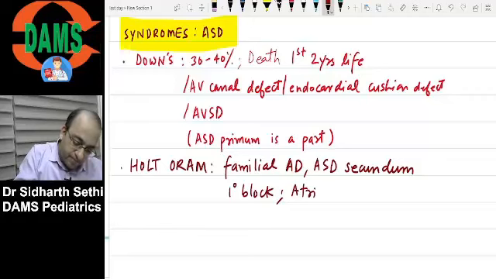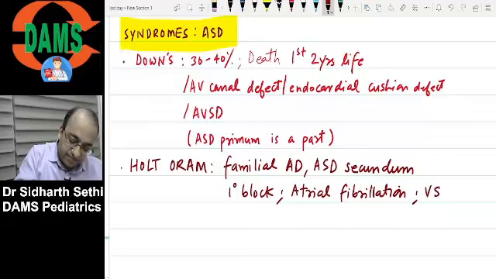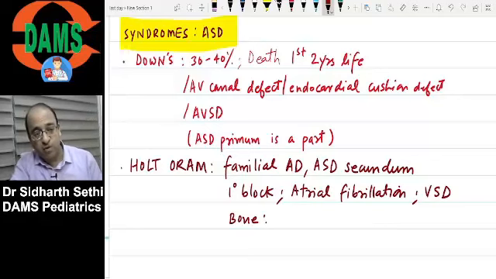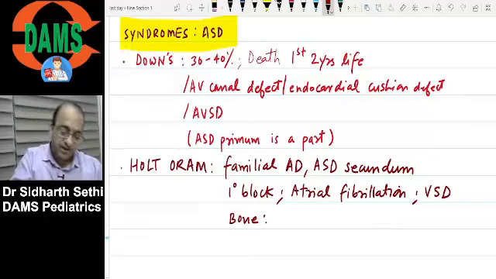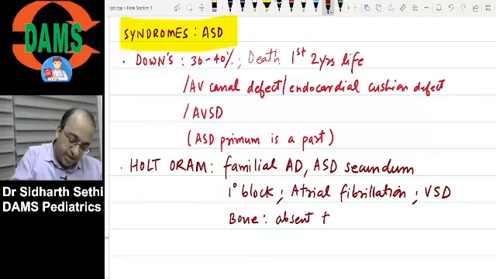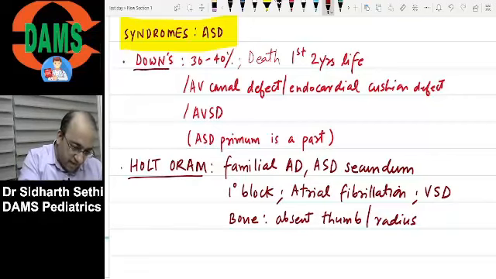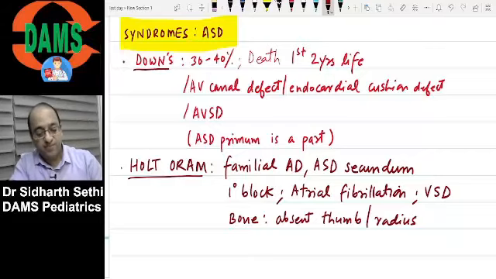atrial fibrillation. First degree heart block, atrial fibrillation. They can have a VSD. Okay. And they also have bone defects. So this brings me back to my question number 1. They also have bone defects, like the most common is thumb abnormalities. So they can have absent thumb or absent radius bone. So thumb abnormalities or radius bone abnormalities are common in Holt-Oram syndrome.